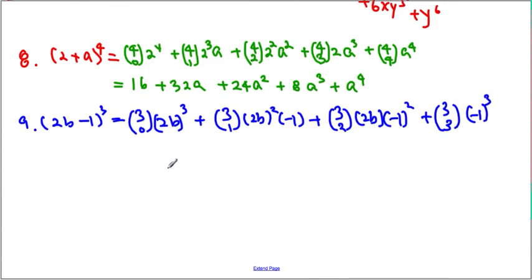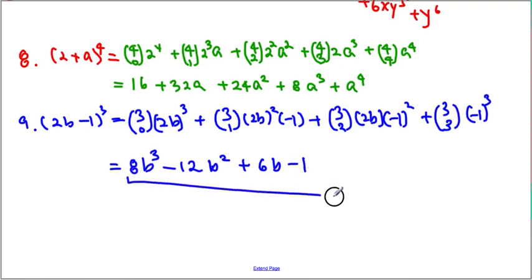Now if you have to simplify each and every one, here this one is equal to 1, 3C0, and 2 to the third power becomes 8, so we have 8b to the third power, and here we realize it's got to be negative because of this one. And 2 squared becomes 4, times 3 becomes 12, b squared. Here this is 3, while this one is positive, so I'm just going to put down positive. Here we have 3 times 2 becomes 6b. Now here it becomes simply negative 1. That becomes our answer.